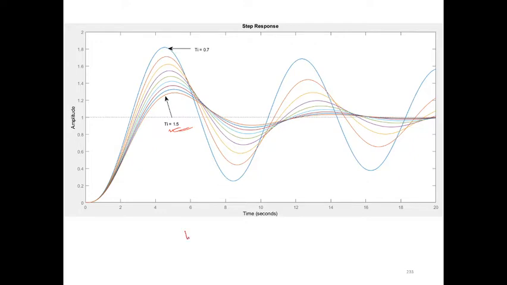So as the value of Ki increases, does the oscillation decrease or increase? What will happen? As tau I increases, the oscillation decreases. The relation of Ki with tau I is reciprocal, so as Ki increases, the oscillation increases.